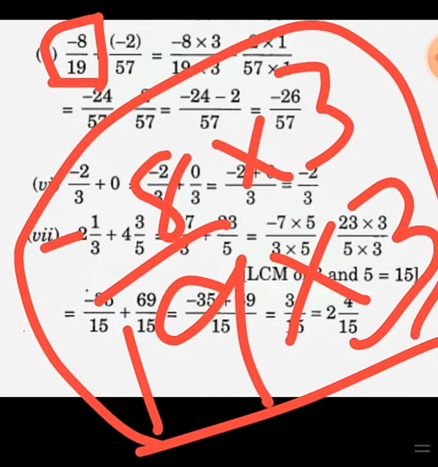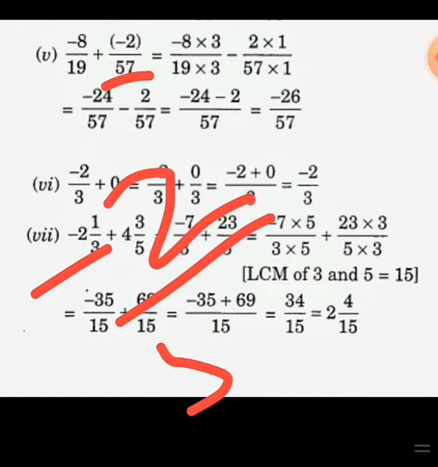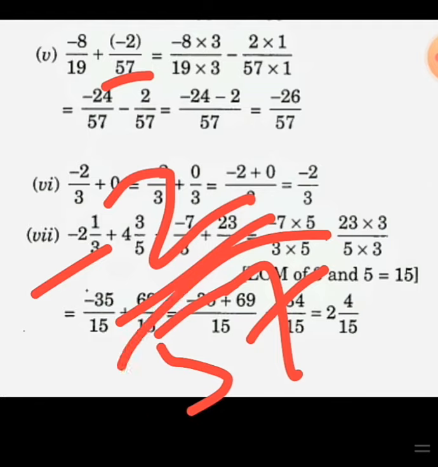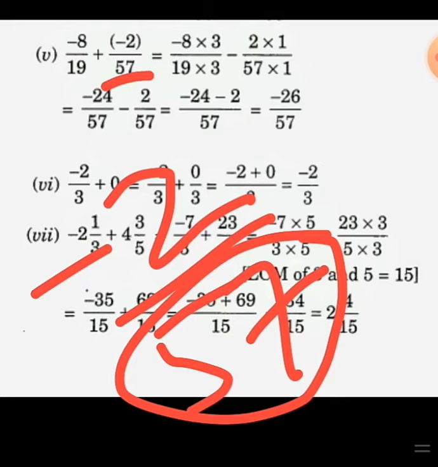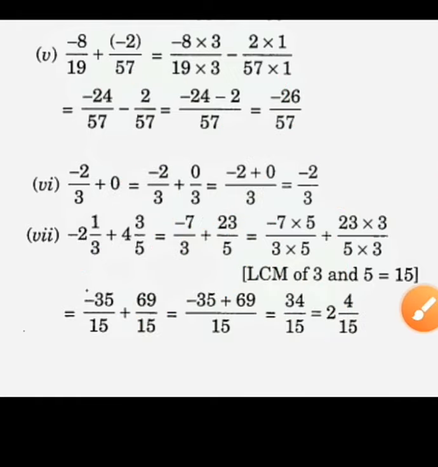Understood? Now moving ahead with the second fraction. The second fraction is minus 2 upon 57. Now 57 is already there. 57 is our LCM and 57 is already given in the denominator. So we don't have to multiply with any number, or you can write multiply by 1, because we want 57 and 57 is already in the denominator. So you can write into 1.